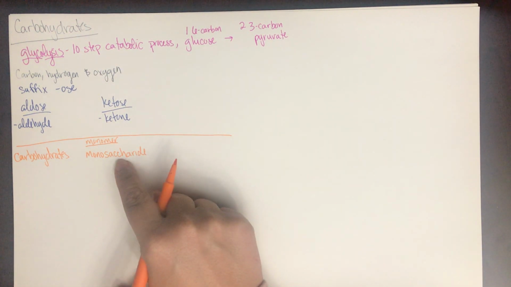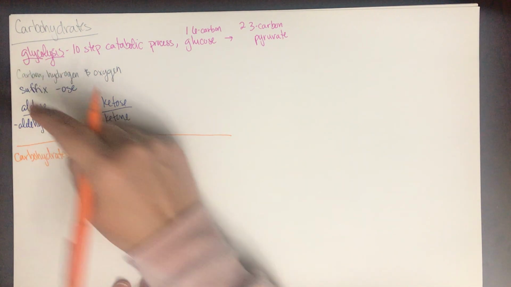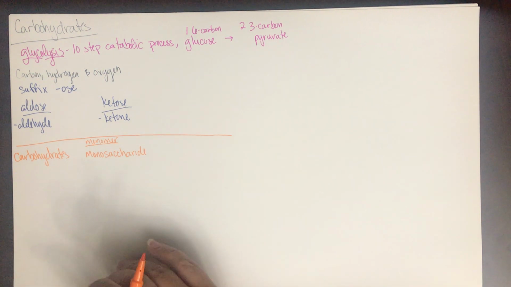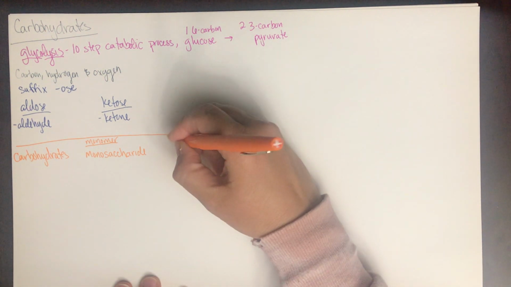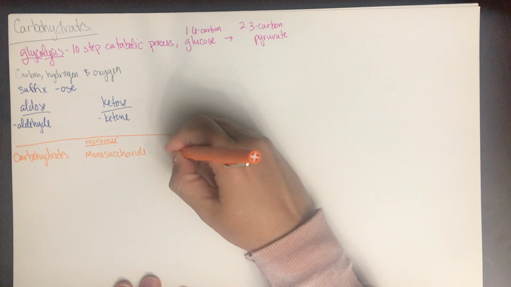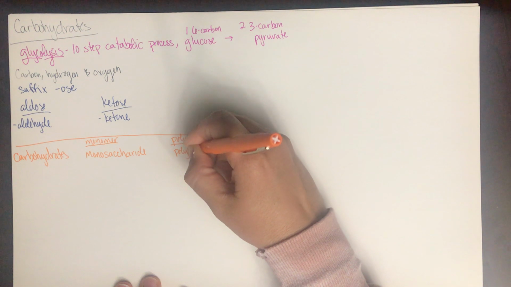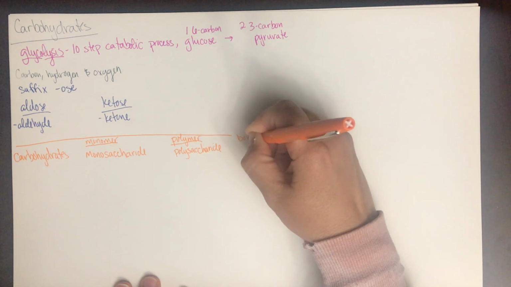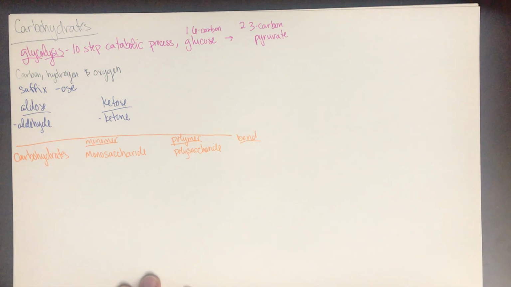So saccharide means sugar. Glyco also means sugar. There's a few different words that we use to represent sugar in biology and biochemistry. The polymer is called a polysaccharide. And the bond is called a glycosidic bond.